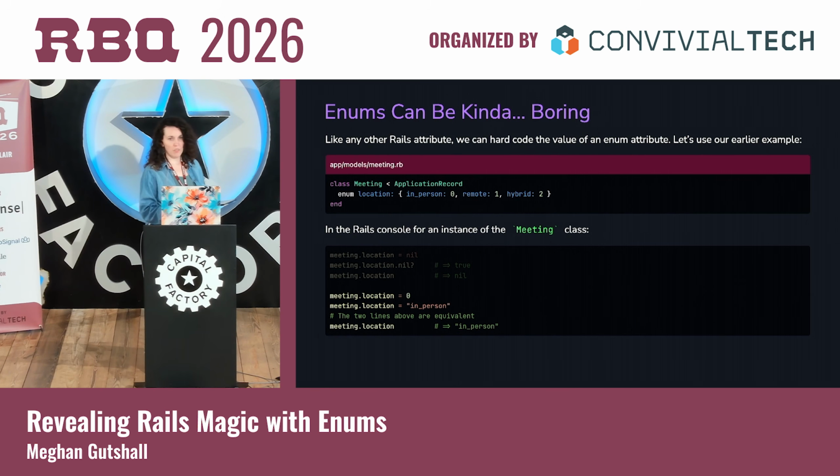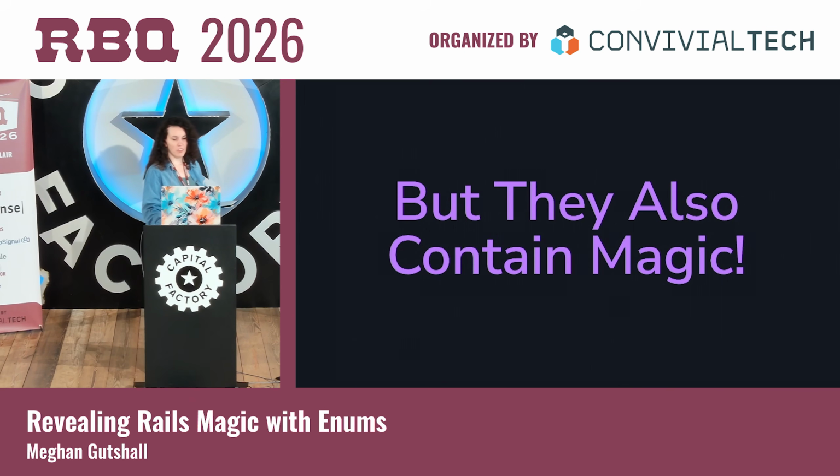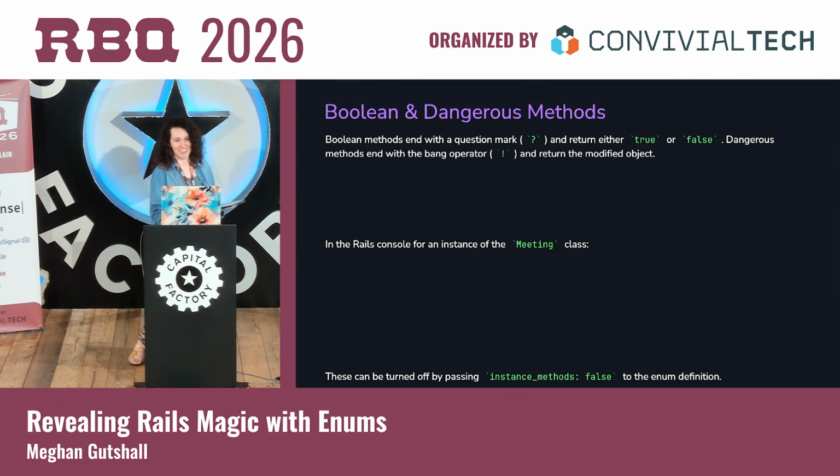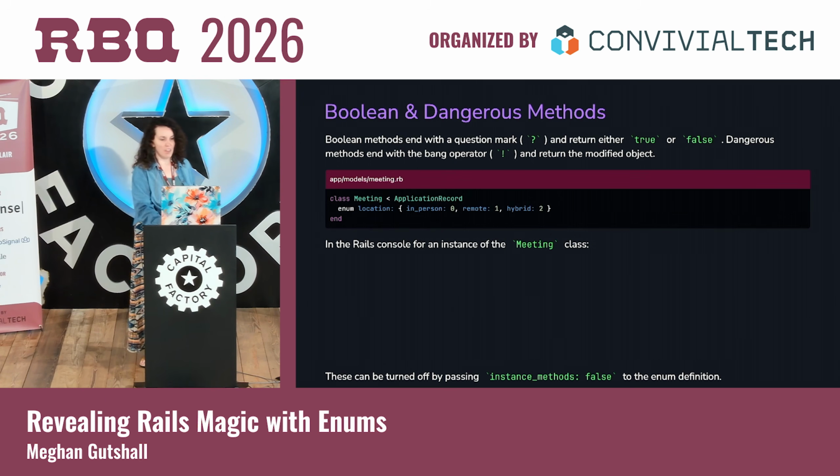And then when we query meeting.location, it returns the string in_person. But they can also contain magic. So enums come with Boolean and dangerous methods. Boolean methods end with a question mark and return either true or false. Dangerous methods end with the bang operator, and they return the modified object.